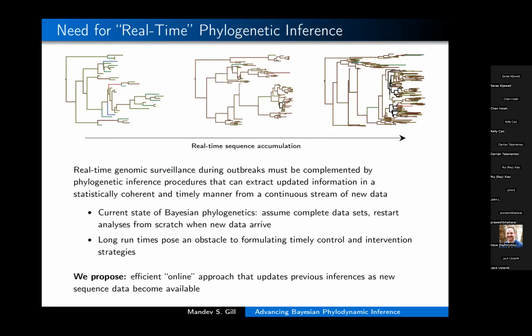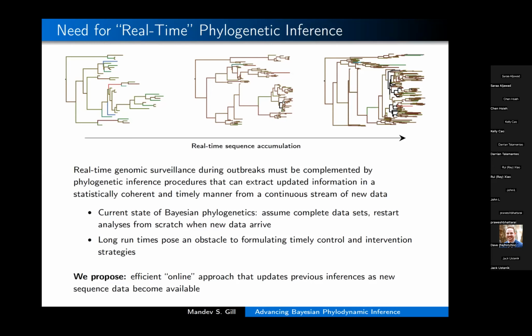So advances in sequencing technology have enabled genomic surveillance during outbreaks in close to real time. And this type of continuous stream of new sequence data creates the potential for phylogenetic inference to assume a more prominent role in the public health response by providing timely, updated inferences during the course of an ongoing outbreak.